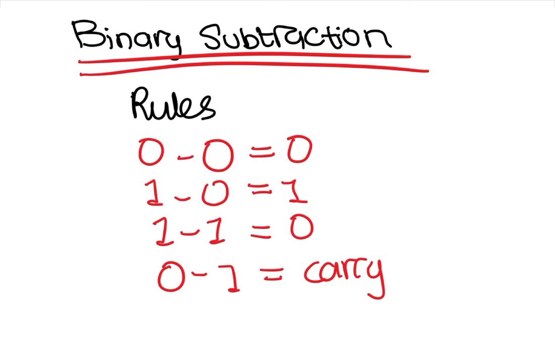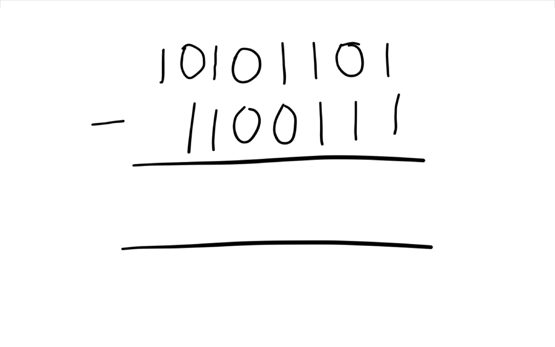Considering the rules of binary subtraction, now let's do an example. Now let's consider these numbers for the binary subtraction. We have 10101101, 11001111. Minus 1 is a 0. We know that from the binary subtraction rules, and that is also true for the denary system.